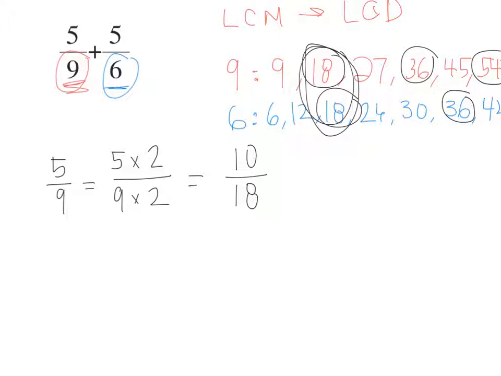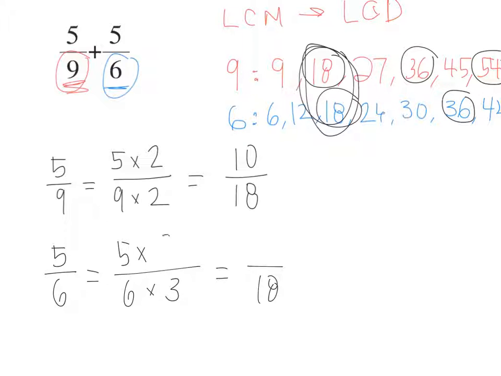Now let's do the same thing with our next fraction. Let's write it down the same way. So we write down our original fraction, 5/6, is going to equal 5 times something over 6 times something to get our equivalent fraction in 18ths. So let's start with what we know. 6 times something is going to equal 18. 6 times what equals 18? 3. So that means I need to also, in the numerator area, do 5 times 3. So 5 times 3 is 15. Therefore, 5/6 is equivalent to 15/18.